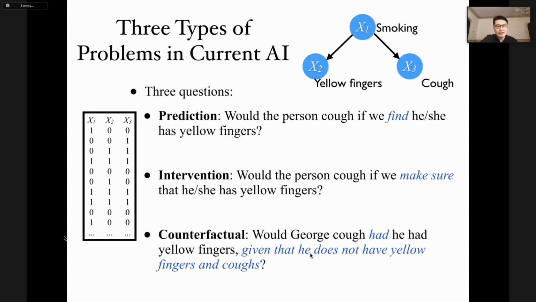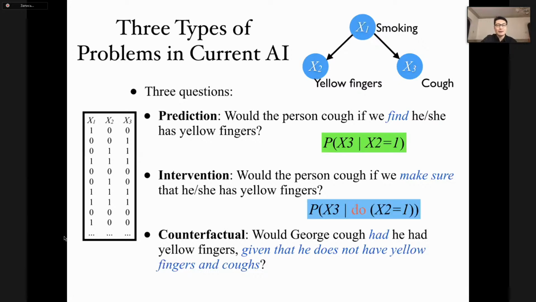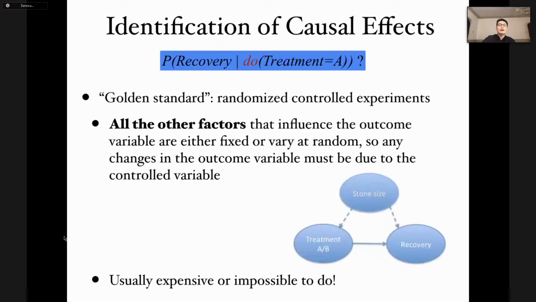Remember, we have 3 questions to answer in AI. The first one is sometimes called conditioning. The second one is sometimes called manipulation, and the last one is counterfactual. Clearly, for the last 2, we care about the causal relationship. The second one is what I'm going to talk about right now. We want to see the effect of interventions, so it's about identification of causal effects.